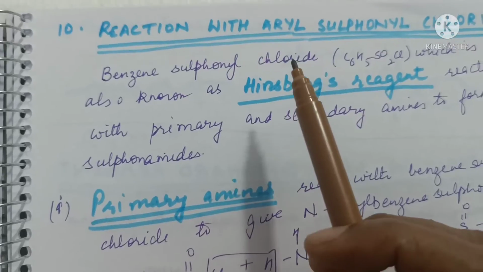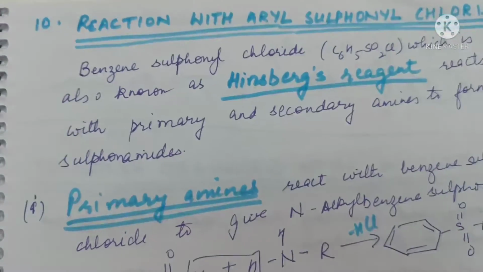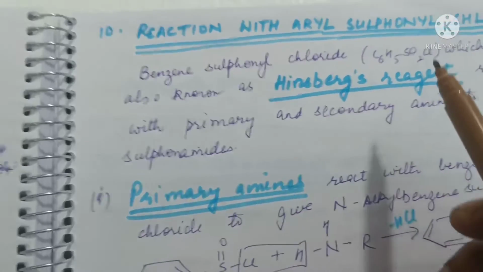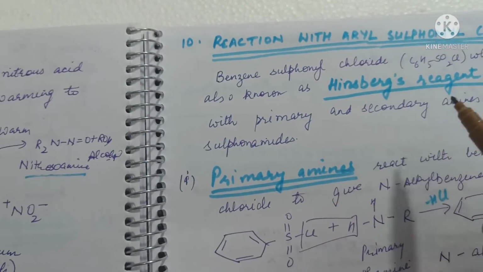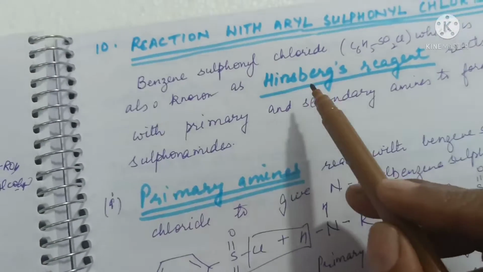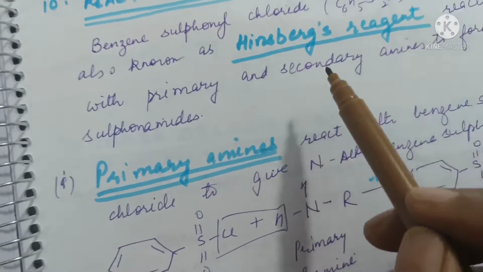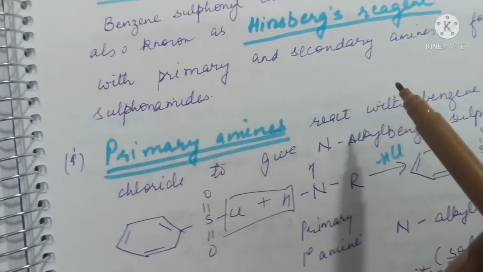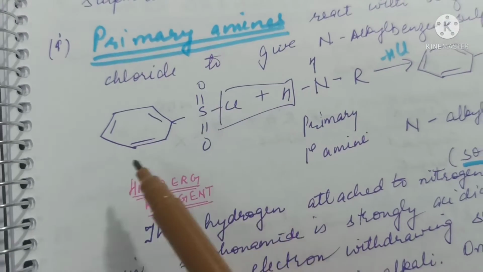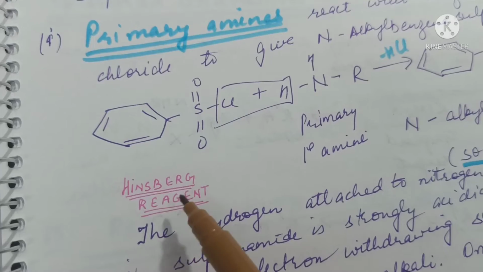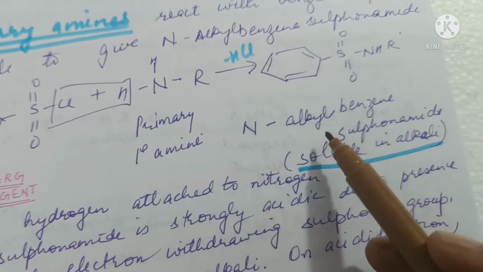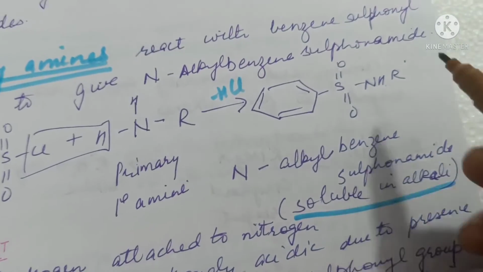We are doing the chapter amines, chemical properties. So let's begin with the 10th property, reaction with benzene sulfonyl chloride. Benzene sulfonyl chloride, also known as Hinsberg reagent, reacts with primary and secondary amines to form sulfonamides. So this is benzene sulfonyl chloride, known as Hinsberg reagent. Primary amines will react with it to form N-alkyl benzene sulfonamide.